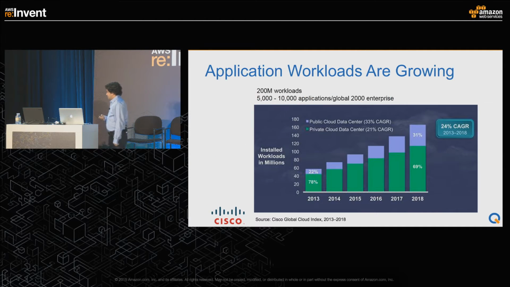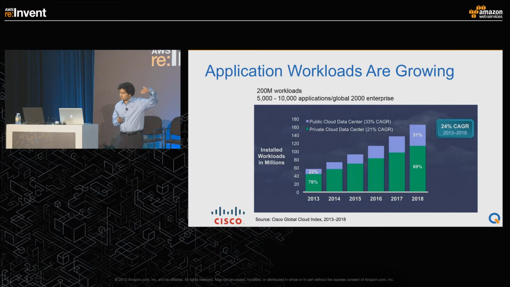What we are seeing today is that the number of workloads that are growing on clouds is tremendous. According to this study from Cisco, the number of workloads, applications running on private and public clouds will double in the next 5 years. There'll be a total of 200 million workloads running across different cloud environments, which represent about an average of 5,000 to 10,000 applications per every Global 2,000 corporation.